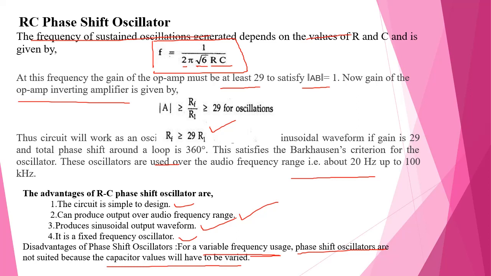And this is the drawback of this oscillator. The RC phase shift oscillator is not suitable for variable frequency usage, because the capacitor value is always varying.